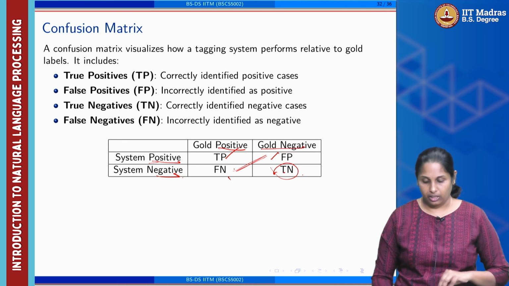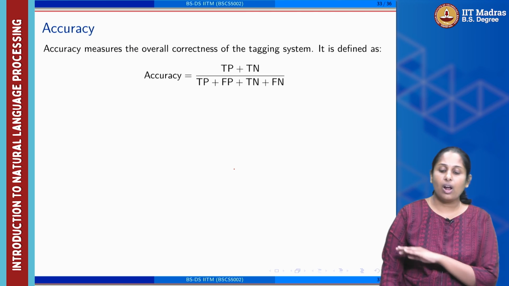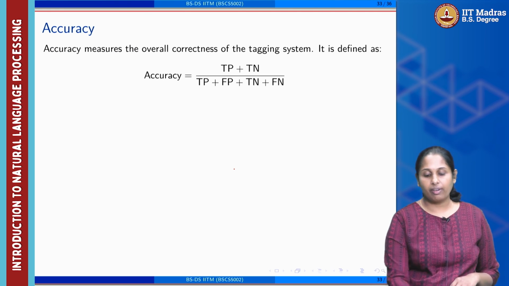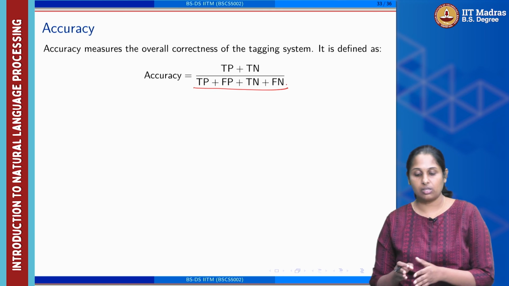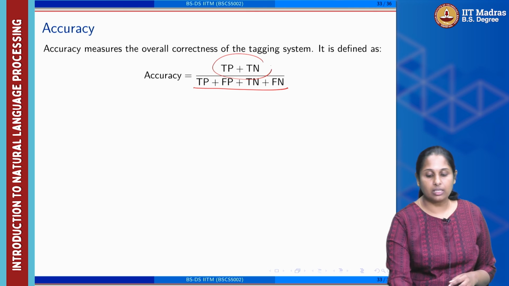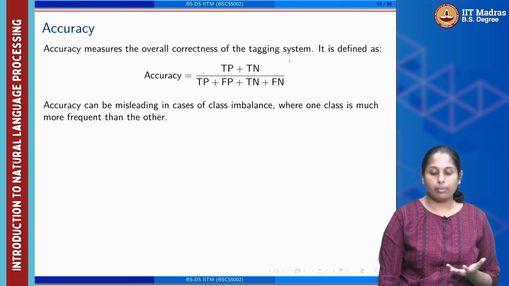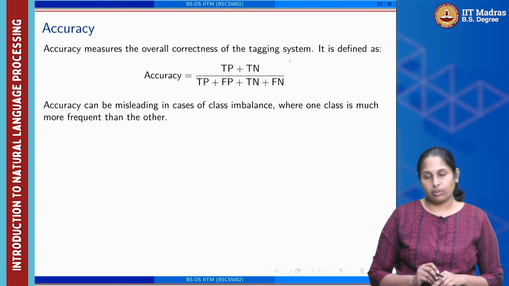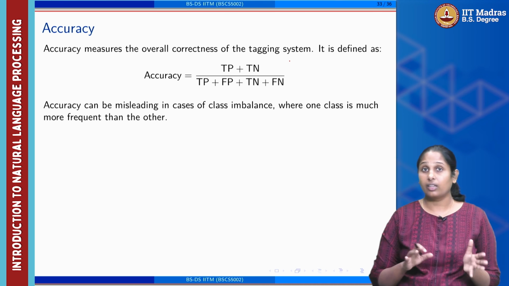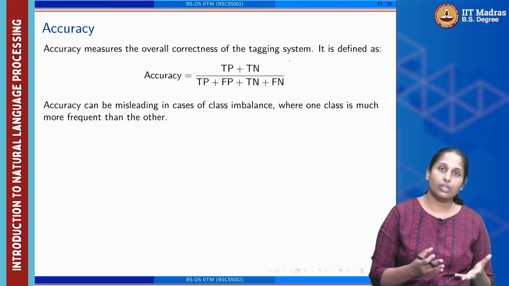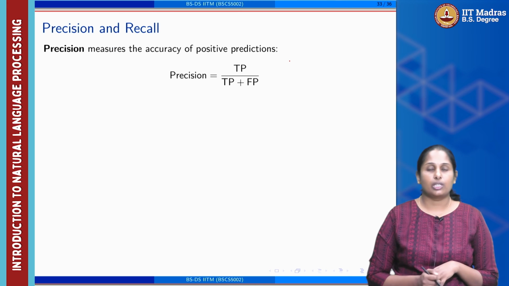Now, normally accuracy is measured through the overall correctness of the tagging system. It considers all the cases, true positives, false positives, true negatives and false negatives, and takes only the true cases, true positives and true negatives. Now it is sometimes misleading, because in cases of imbalance, where there is a lot of difference in the training or the testing set, where one class is much more frequent than another, the accuracy may show it in a different way. So that's why precision and recall can be utilized.